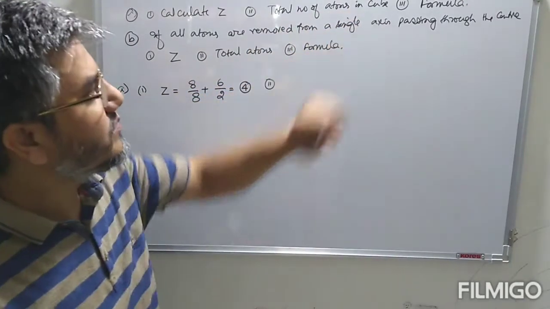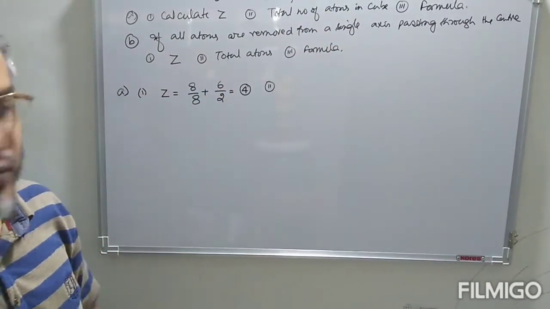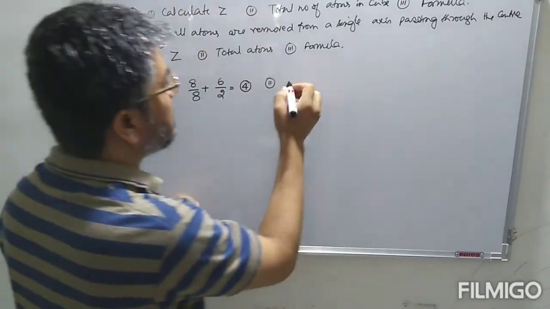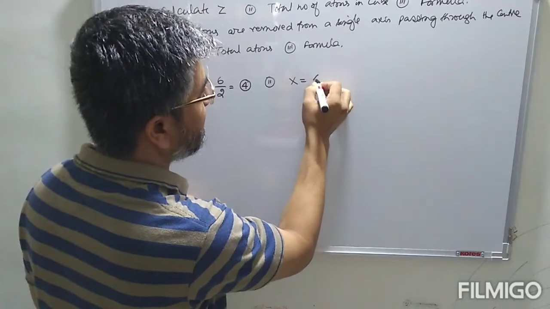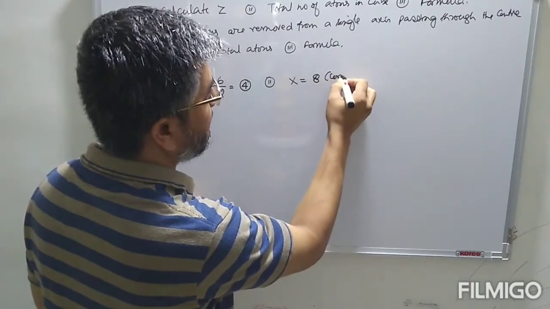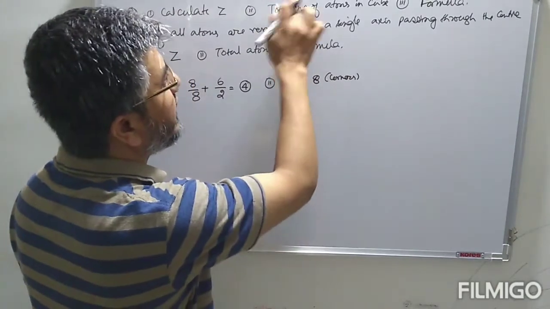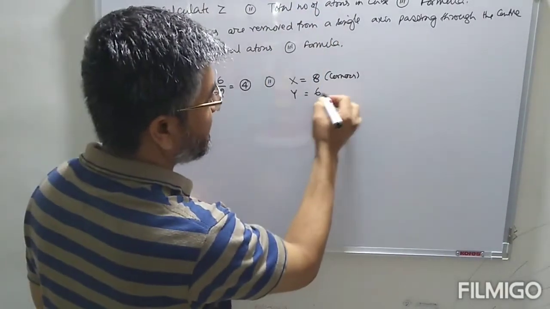Total number of atoms in the cube. So the cube contains X and Y, X occupying corners. So the number of X atoms is 8, that is corners. Number of Y atoms: Y occupies the faces. So total there are 6 faces.